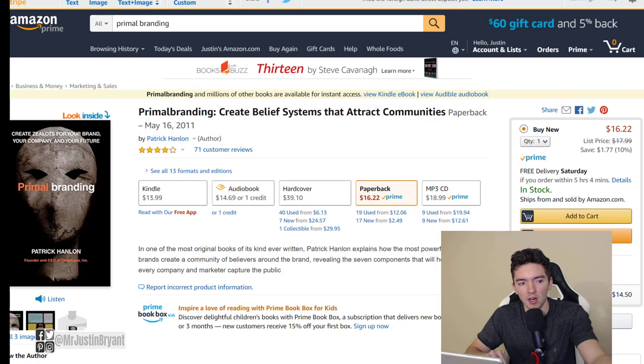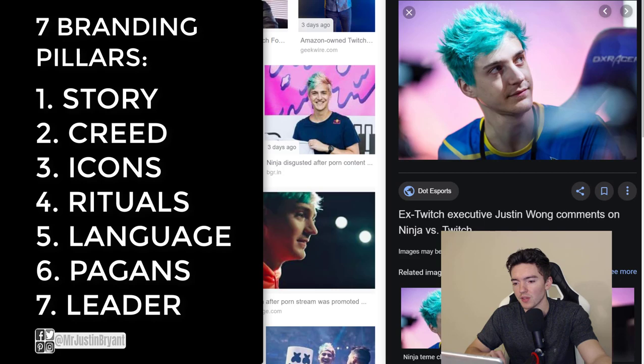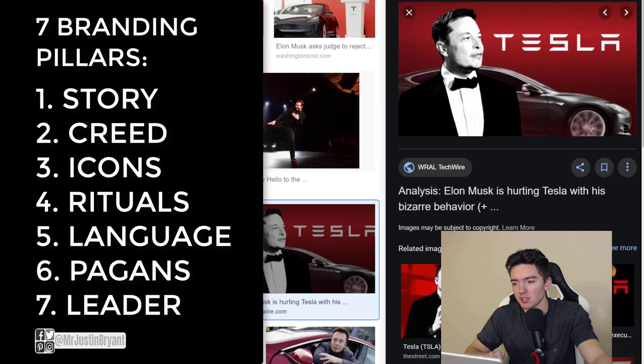An icon, for instance, would be, let's say, Ninja and his iconic blue spiky hair, and Dr. Disrespect with his mustache and his wig and his sunglasses. So those would be a few examples of icons, or like the logo, some of those types of things. You have someone like Elon Musk, who you could make the case is the icon for Tesla, or at least one of them.